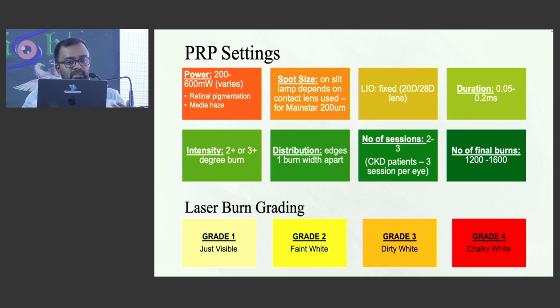The spot size will be fixed on an LIO, and depends upon the contact lens used. Duration can vary from 0.5 to 0.2 milliseconds. Intensity, you ideally aim for a grade 2 or grade 3 burn, grade 1 being just visible, grade 2 being faint white, grade 3 being dirty white, and grade 4 being a chalky white burn. Distribution should ideally be at least one burn width apart. Number of sessions, you usually aim for two or three sessions. With a CKD patient, you ideally go for 3 sessions per eye.